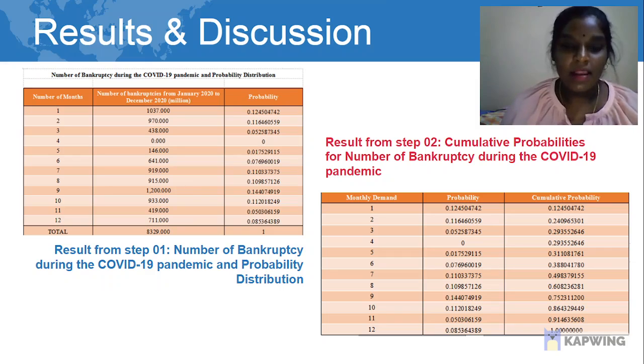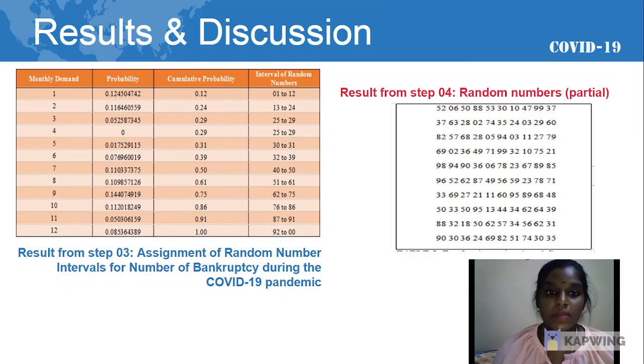The table on the left-hand side shows the result from step 1, which is the number of bankruptcies during the COVID-19 pandemic and its probability distribution, while the table on the right-hand side shows the result from step 2, which is the cumulative probabilities for the number of bankruptcies during the COVID-19 pandemic. The table on the left-hand side shows the result from step 3, which is the assignment of random number intervals for the number of bankruptcies during the COVID-19 pandemic. The table on the left-hand side shows the result from step 4, which is the random numbers.